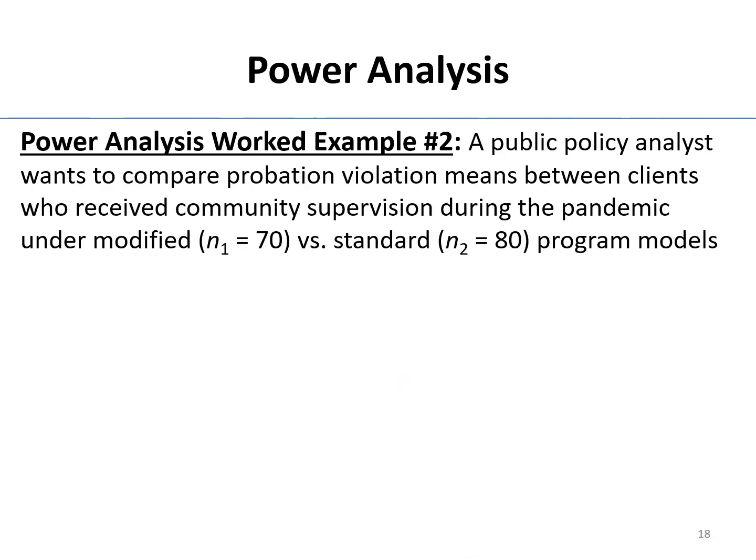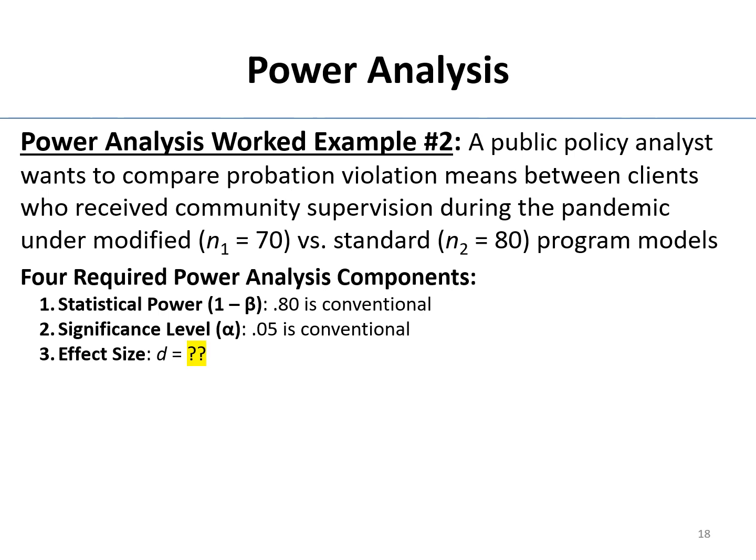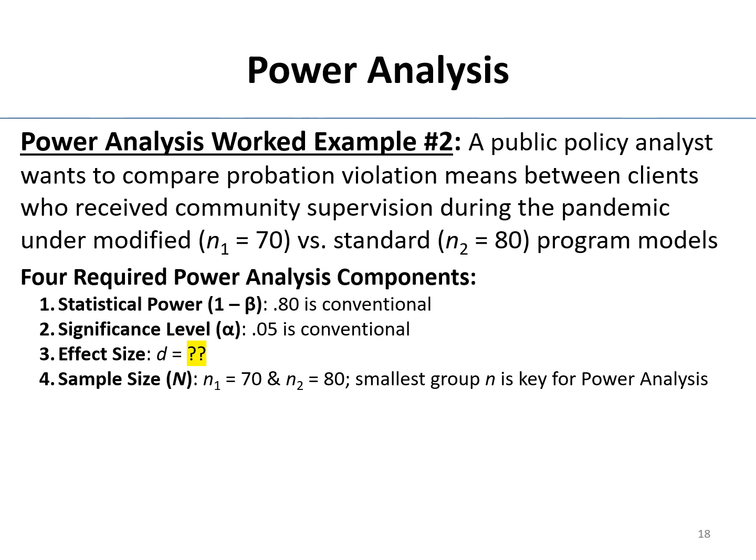All right, so let's go ahead and do another example of power analysis. In this case, we have a public policy analyst who wants to compare probation violation means between clients who received community supervision during the pandemic under either a modified or a standard program model. So of the 4 required power analysis components, we know that we're going to use power of 80% or 0.8, 0.05 alpha level. Effect size, yeah, we don't know that. Again, we need an estimated effect size. In this case, it's Cohen's d because we're comparing means, so we'd be doing an independent samples t-test.